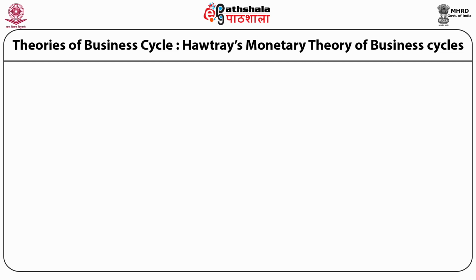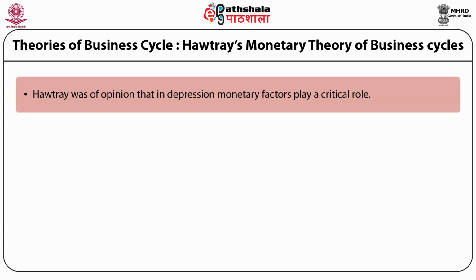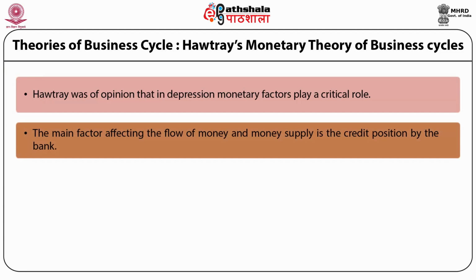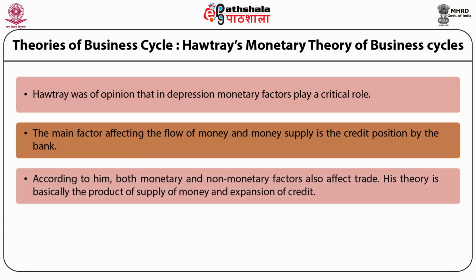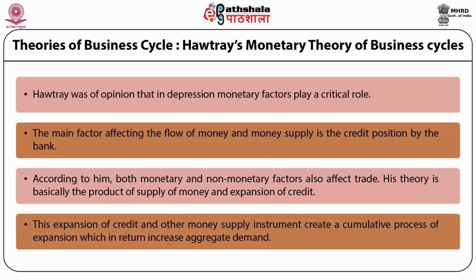Hawtrey's monetary theory of business cycle. Hawtrey was of the opinion that in depression, monetary factors play a critical role. The main factor affecting the flow of money and money supply is the credit position of the bank. He made the classical quantity theory of money the basis of his trade cycle theory. According to him, both monetary and non-monetary factors also affect trade. His theory is basically the product of supply of money and expansion of credit. This expansion of credit and other money supply instruments creates a cumulative process of expansion which in turn increases aggregate demand.